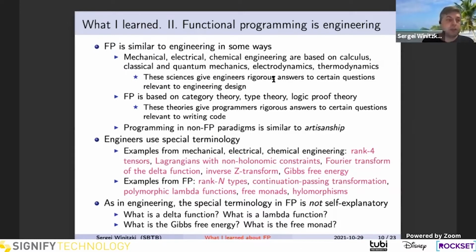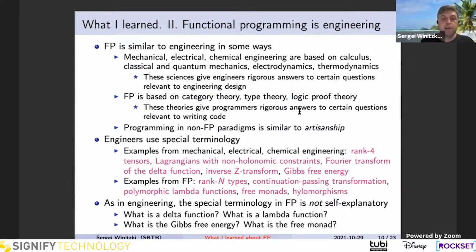In functional programming, there is theory that you can study, and this theory gives you rigorous answers to certain questions relevant to your design. And this is exactly the situation in engineering. Some engineering knowledge is based on rigorous science. Of course, not all. Some engineering knowledge is not science, it is tradition and experience, but a lot of it is based on science. And in this way, functional programming is also based on science. My book is an attempt to figure out what that science is.